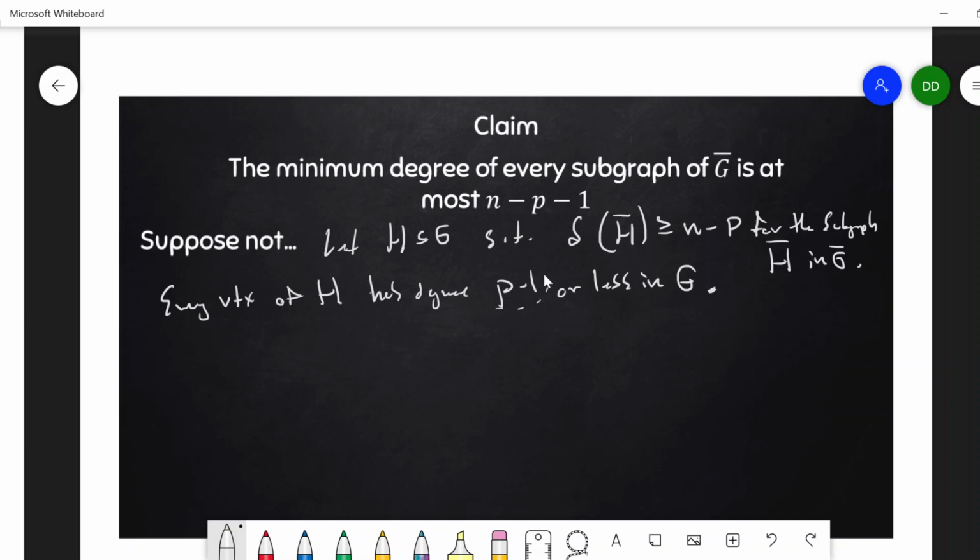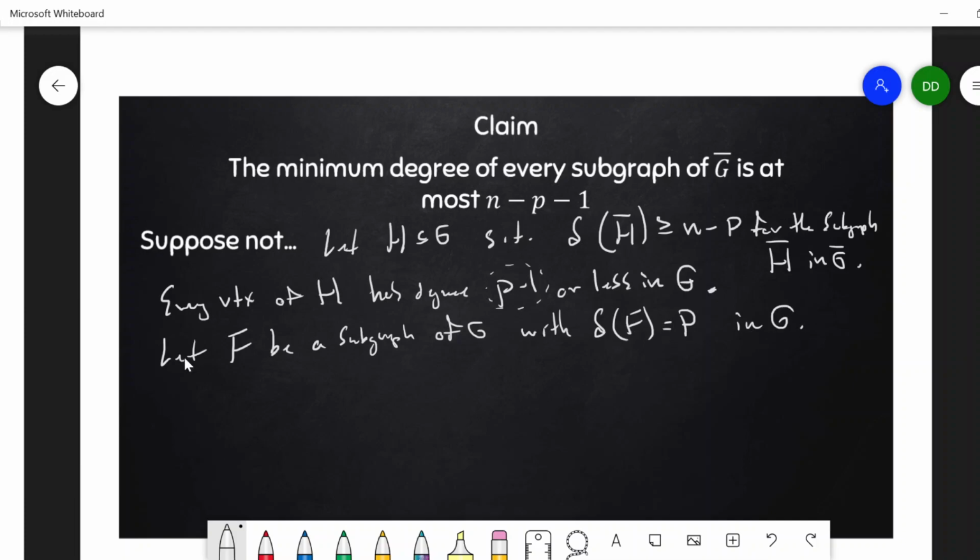Now this number is important here, that every vertex of H has at most this degree in G. But remember that P is the maximum of the minimum degrees over all graphs F in G. So I'm going to let F be a subgraph of G with minimum degree of F equal to P, right? I know P is the maximum, so I'm actually going to find that subgraph with the maximum minimum degree in G.